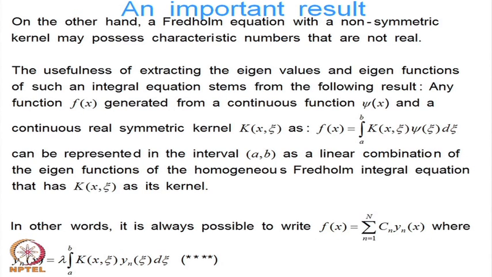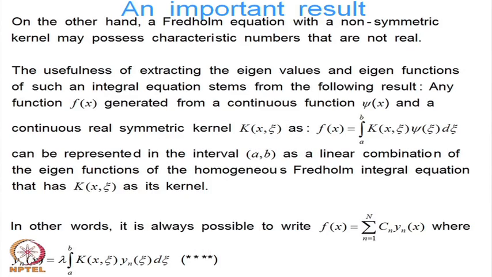On the other hand, a Fredholm equation with a non-symmetric kernel may possess eigenvalues that are not real. That certainly can happen. A non-symmetric kernel can always have eigenvalues which are not real. So, why do we spend so much time discussing the homogeneous problem? Why do we spend so much time discussing how to extract the eigenvalues and the eigenfunctions? Well, the reason is that these eigenvalues and eigenfunctions help us find the solutions of the non-homogeneous problem as well.